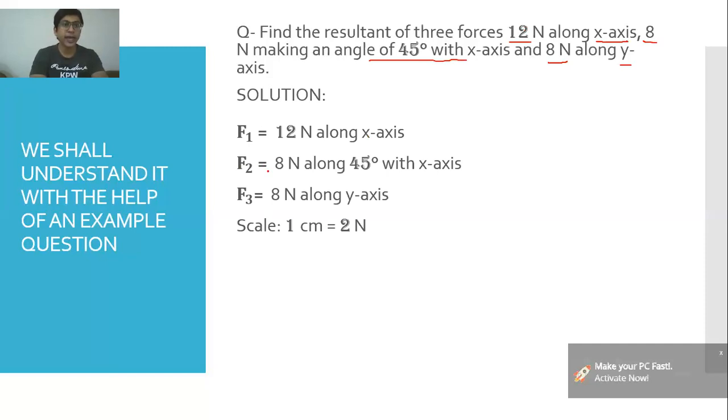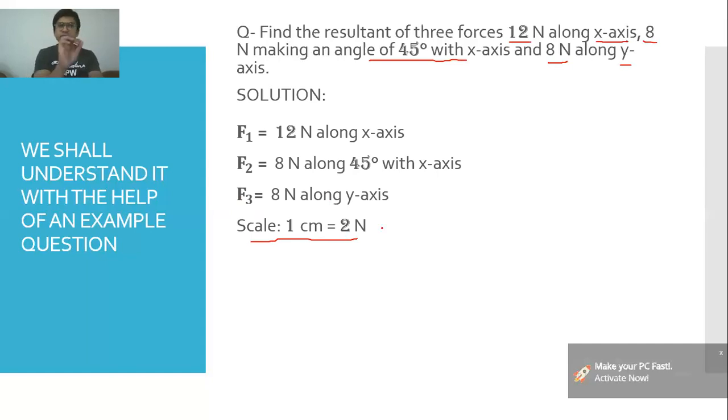Second is F2, 8 Newton along 45 degree with x-axis. And F3, 8 Newton along y-axis. Okay. And one thing I have done is, as it is a graphical method, I have decided a scale. Whenever you draw a graph, you set a scale. So here the scale is 1 centimeter is equal to 2 Newton.